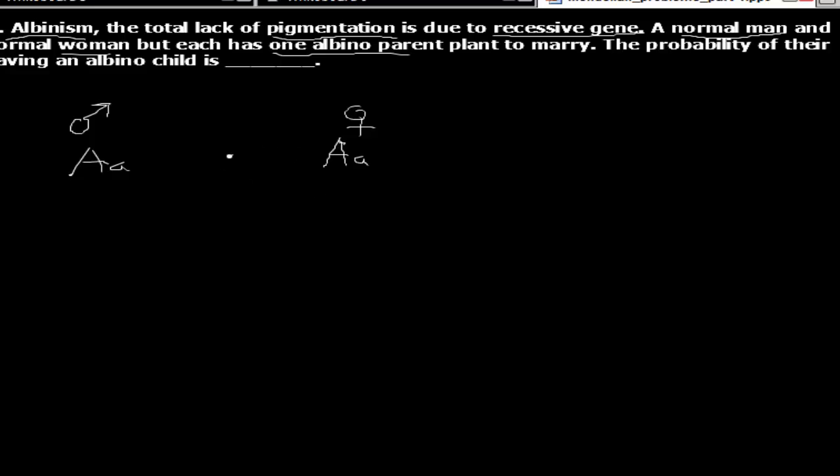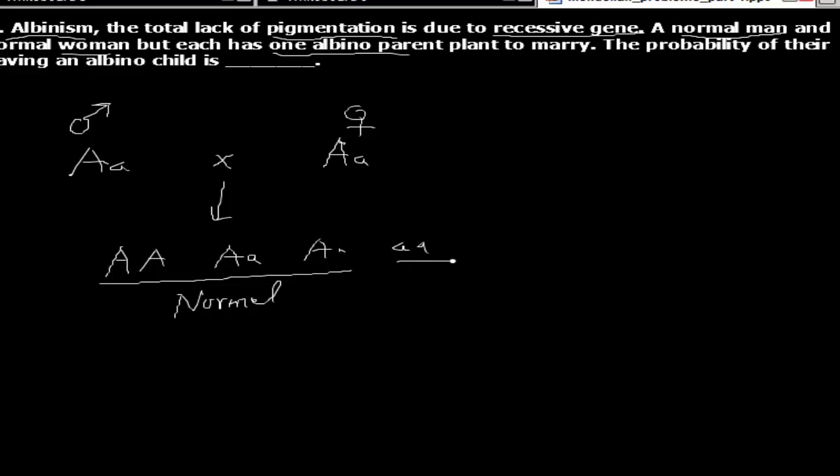So this is the cross we have to study. When we cross it, we will typically get this genotype. So out of this, these will be normal, but this child with this genotypic constitution will be albino. So the requisite probability will be equal to 1 by 4.